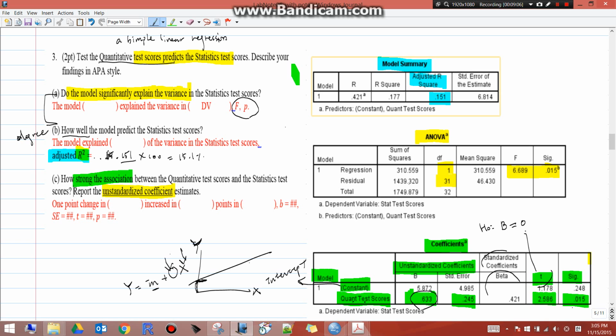But we will reject it because p is less than 0.05. We're going to reject this null hypothesis because p is less than 0.05. What does this mean? B is not equal to 0. This is why we accept this value, 0.633.